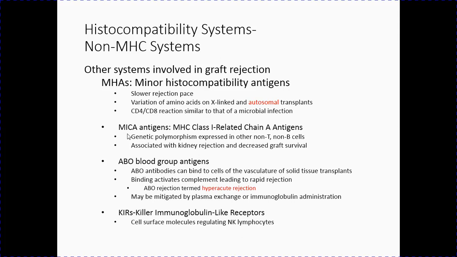Not surprising that it's class 1. Why? Because we know class 1 is found on all what? All nucleated cells. So these are clearly nucleated cells, but we don't want them on T or B cells because those are the main cells of the immune system. So these are kind of a secondary class of antigens. They're not found on the main immune cells. What ends up happening with these?